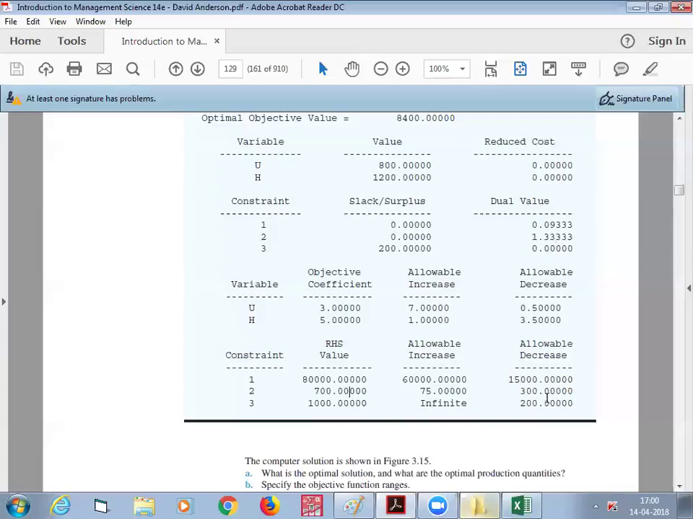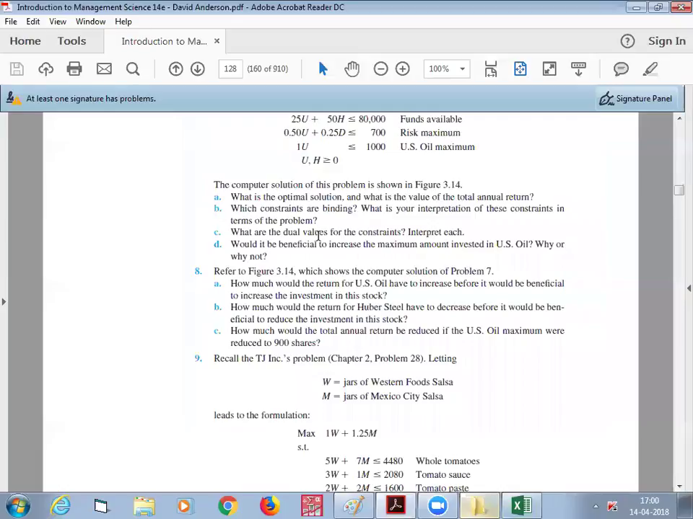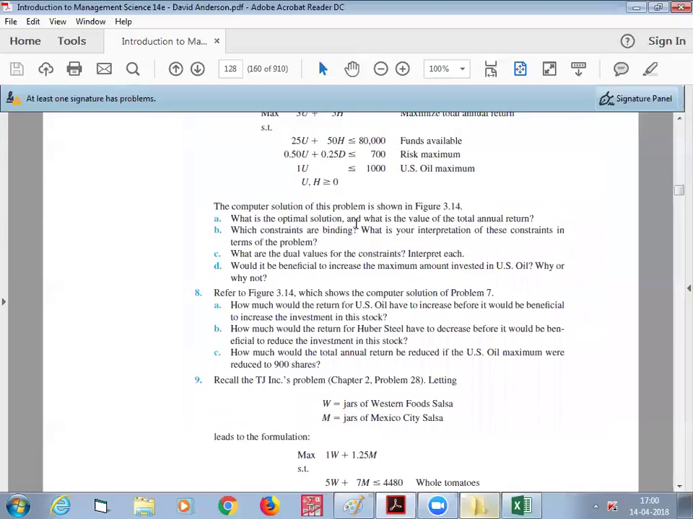And here this is from 400 to 775 risk rating. Again, these dual values remain constant. Okay, so let's go back to the question and see. Optimal solution, value of annual return, we found out. The first two constraints, funds available and risk maximum, are binding. What does that mean? That means we've used up all the funds available to us and we've reached the maximum risk that we are allowed to take in our portfolio.